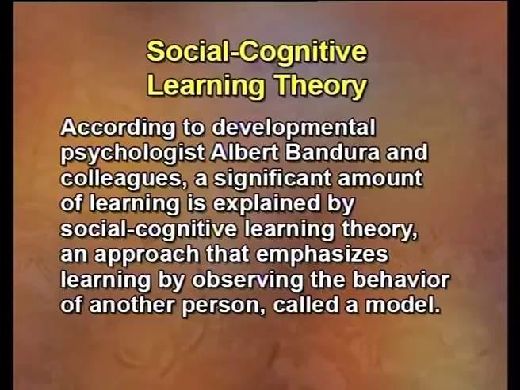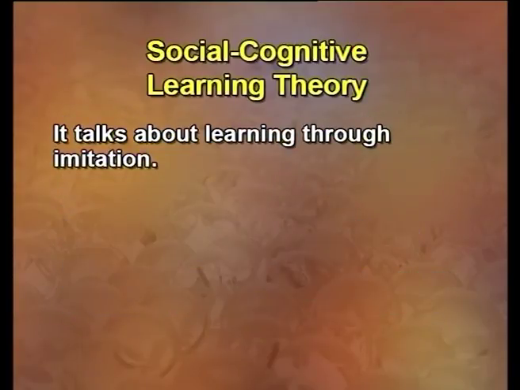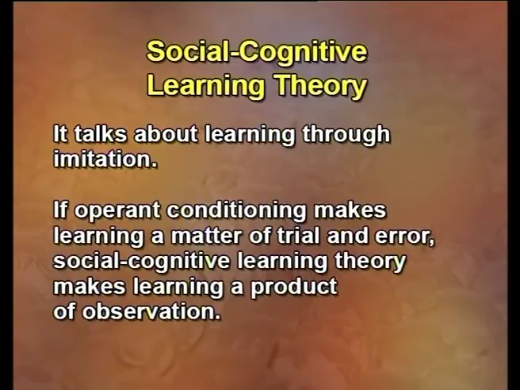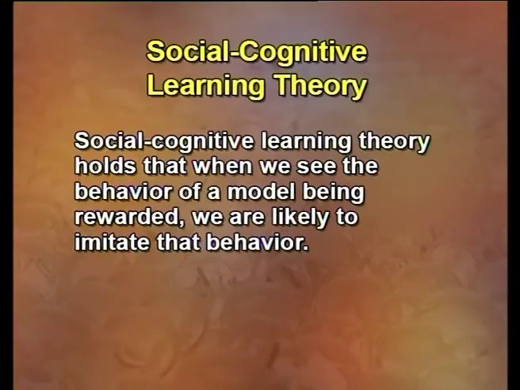There is an emphasis on learning by observation of the behavior of another person who is called a model. It talks about learning through imitation. If operant conditioning makes learning a matter of trial and error, in social cognitive theory, learning is a product of observation. Social cognitive learning theory holds that when we see the behavior of a model being rewarded, then we are also likely to imitate that behavior and repeat that kind of behavior.